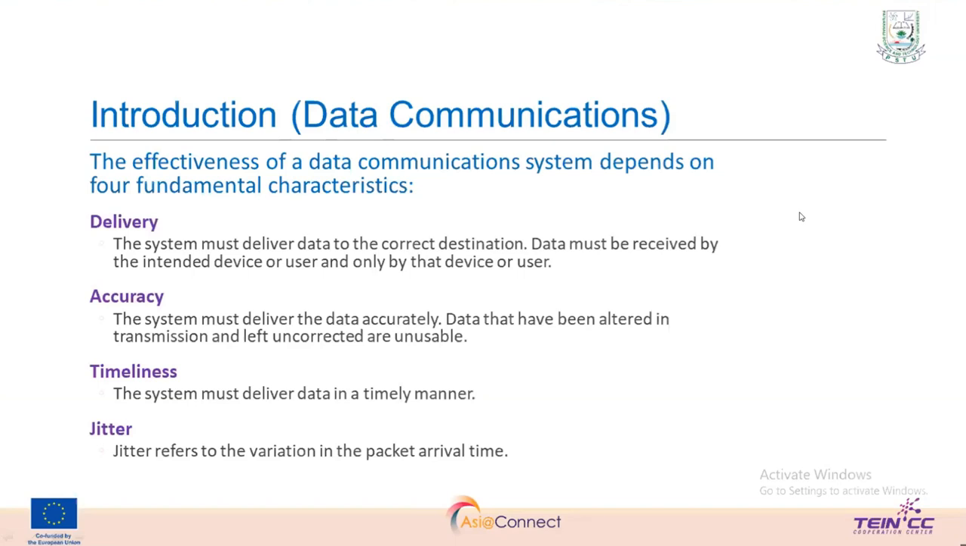Timeliness. The system must deliver data in a timely manner. That means if I am sending something to someone, it must reach on time. Jitter. It refers to the variation of packets when the data is sent by the sender to the receiver. It must be divided into some packets that are maintained by the communication protocol. When a large amount of data is sent from sender to destination, it forms a number of packets, and the packets are sent in serial or non-serial manner, but the arrival time of the packets has some variation of time limits. This is called the jitter actually.